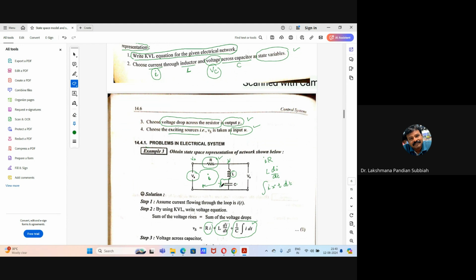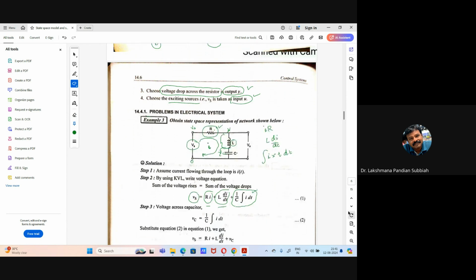So this is VC, this is the voltage across the inductor, and here we have the resistor. The sum of all those drops equals the source voltage, since going around the loop from start to end we get zero. So the summation is R into I, plus L dI by dt, plus 1 by C integral of I dt.